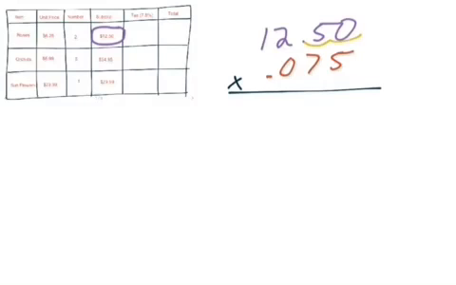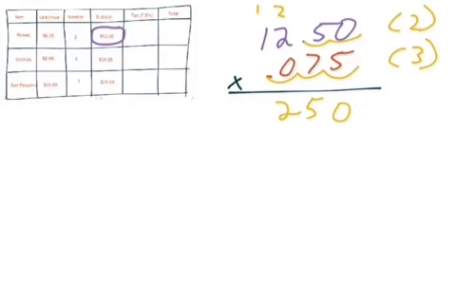First thing I want to do is get my decimals over here, so I make sure I get this right at the end with my place value, 3 places there. 5 times 0 is 0. 5 times 5 is 25, so I'll put a 5, carry the 2. 5 times 2 is 10, plus 2 is 12, carry the 1. 5 times 1 is 5, plus 1 is 6. I'm done with the 5, so I can put a 0 there.